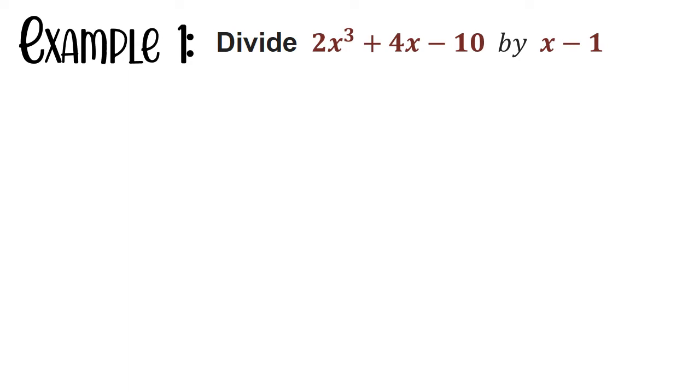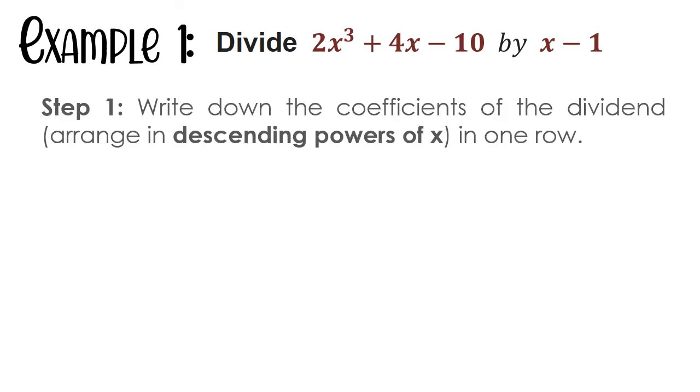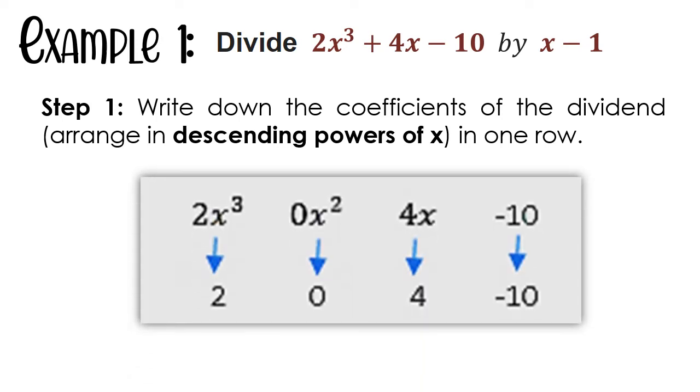Now in synthetic division, we don't need to use the variables. Our first step is to write down the coefficients of the dividend, arranging it in descending powers of x in one row. So we'll start with 2x cubed, that will become 2. And then as you can see, we don't have x squared. So we have to put 0x squared, that will become 0. 4x will just become 4. And negative 10 is as is, negative 10.